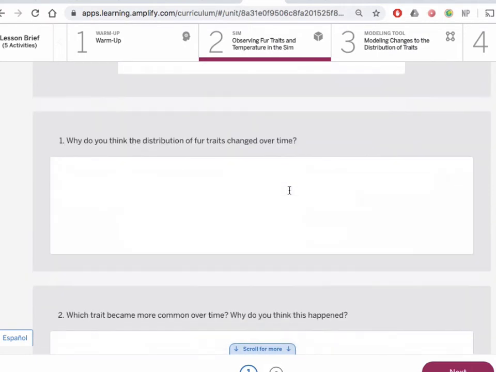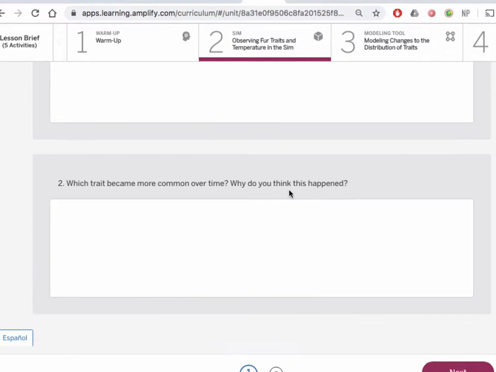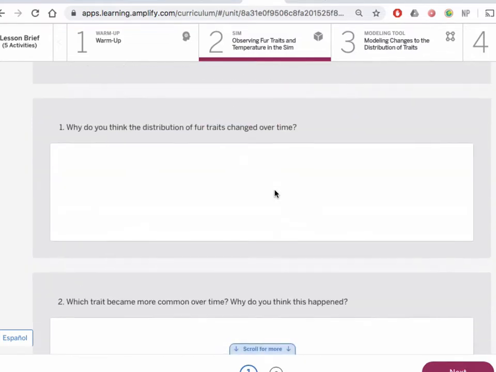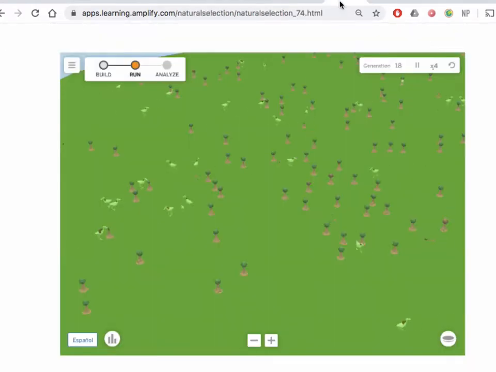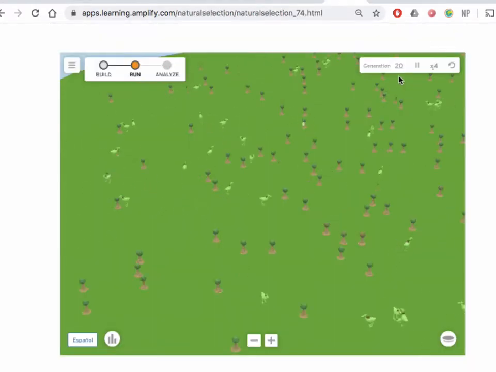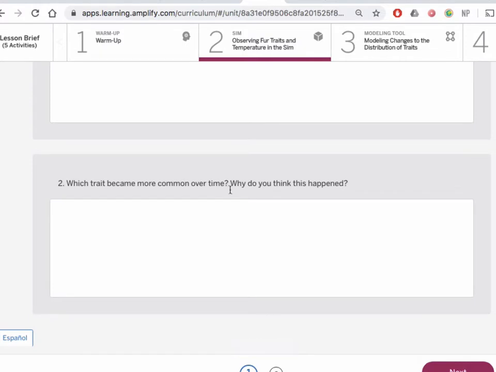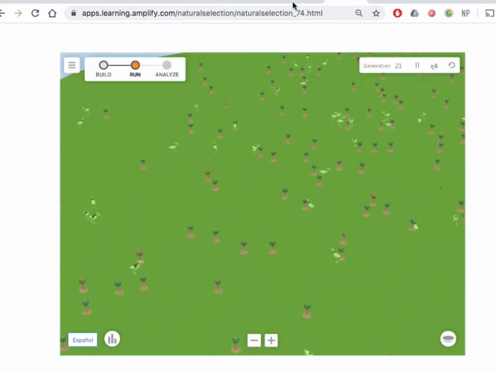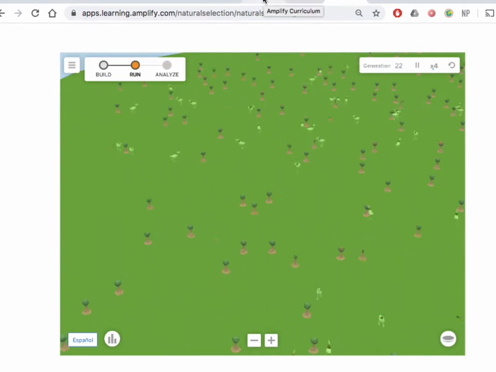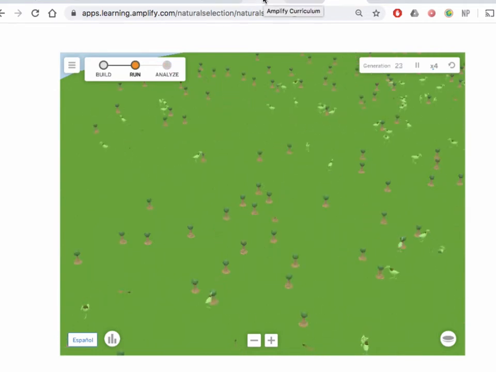So if it's getting colder, you can probably predict how the fur is going to change over many generations. We're still only on generation 20 here. Let's see what's in part 2. Okay, so we're just going to let that run. So I won't give away the answer here.